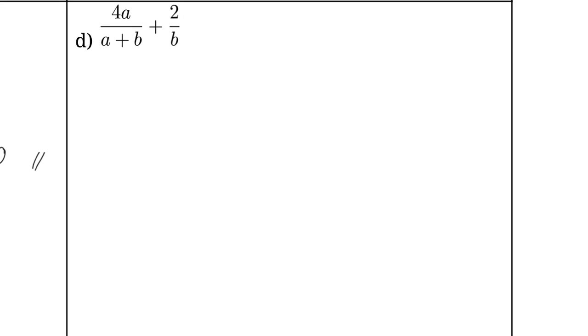So here's our next question. We have 4a over a plus b plus 2 over b. So looking at this here, our denominators, we have a plus b and b. So our lowest common multiple between the denominators is going to be when we multiply those together. So it's b times a plus b. And that means we're going to multiply our first rational expression all by b. And we're going to multiply our second rational expression all by a plus b, both numerator and denominator.